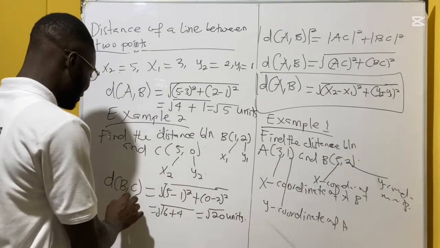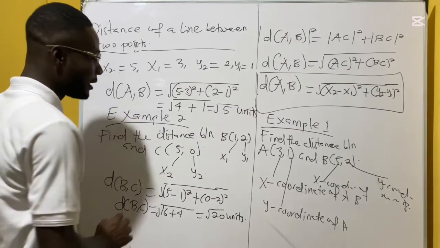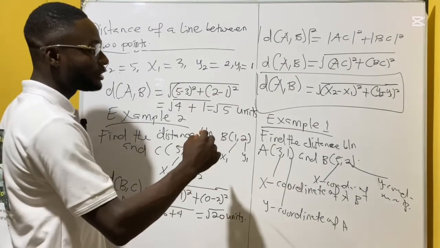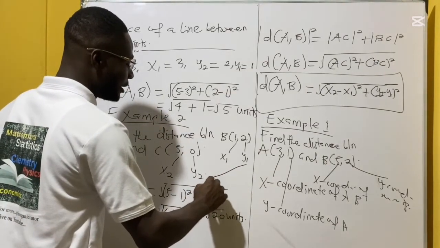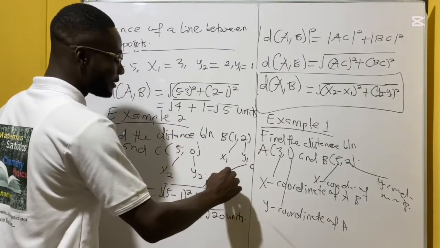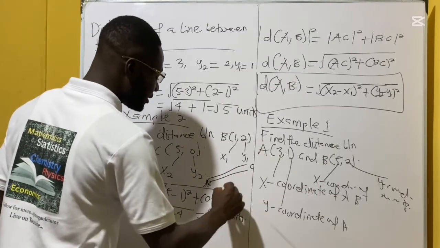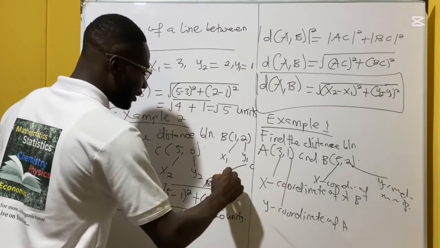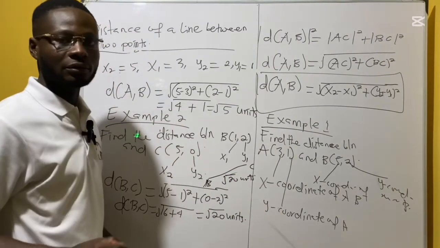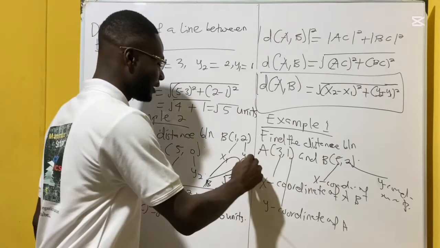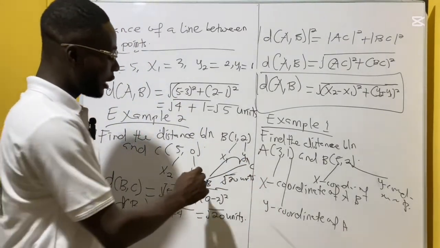So that is the distance between the line BC. So you can basically draw this line as something like this, B here and C here. And the distance between these two points is square root of 20 units, right? So that is the distance between these two points.